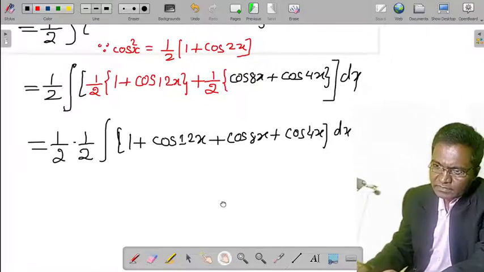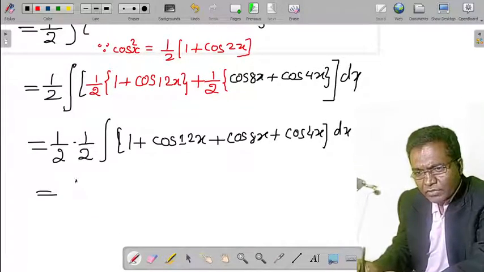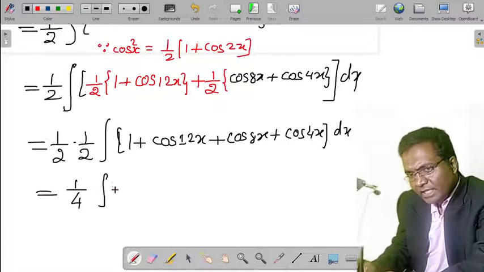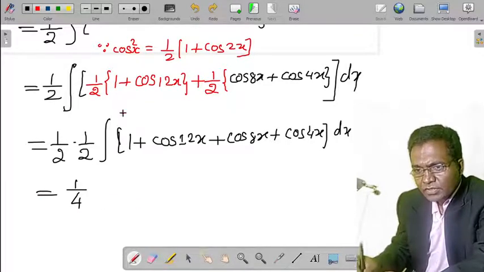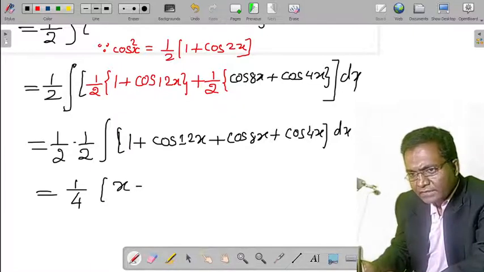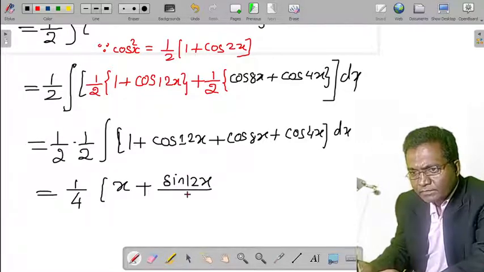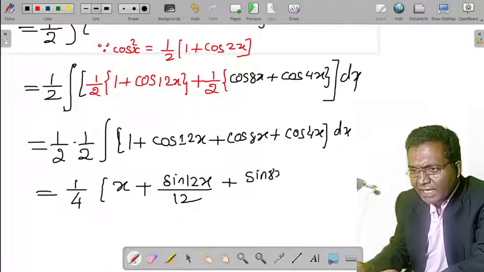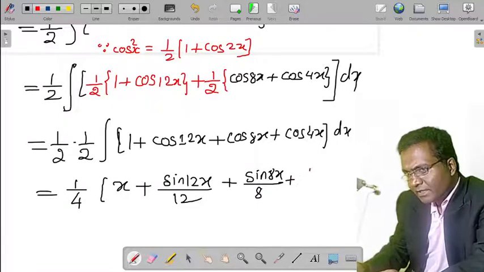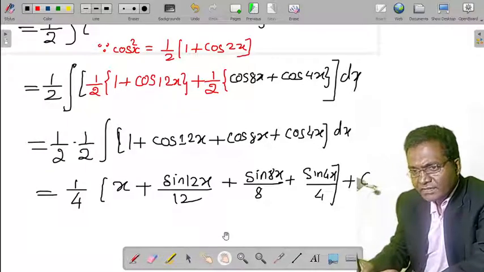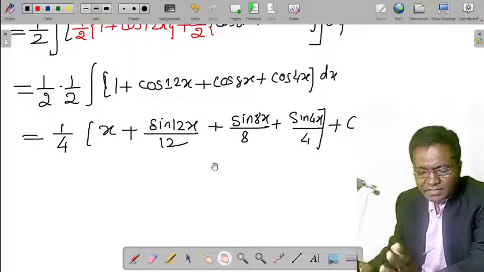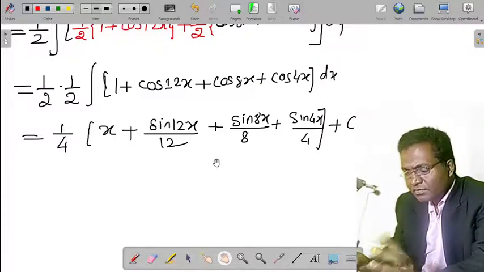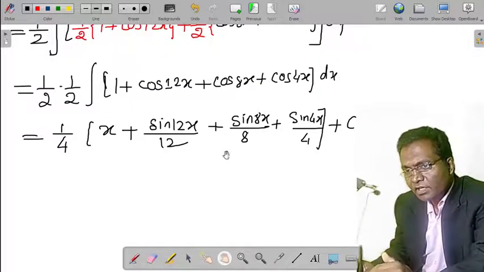Okay, now you can integrate. 1 by 2 into 1 by 2 is 1 by 4. Integration of 1 is x, integration of cos 12x is sin 12x by 12, plus integration of cos 8x is sin 8x by 8, and plus sin 4x by 4, plus constant c. In this way, if you get a product of three terms, twice you need to use the transformation formula.